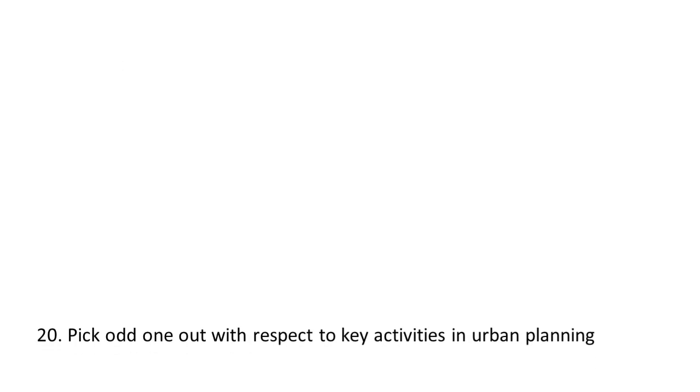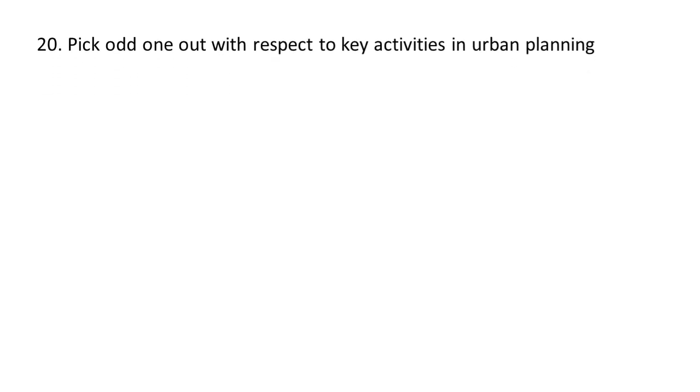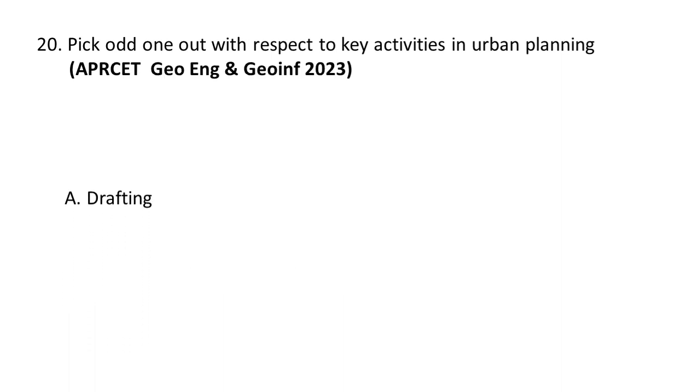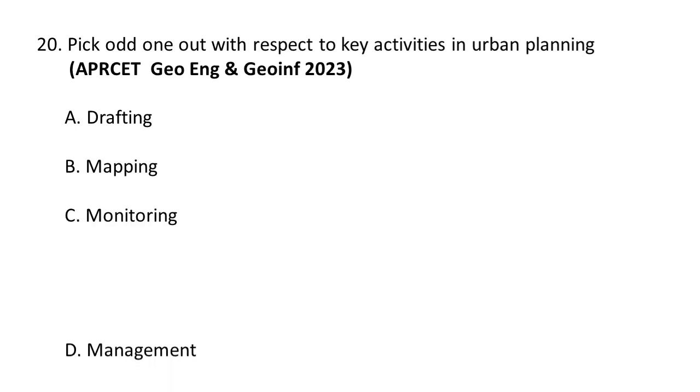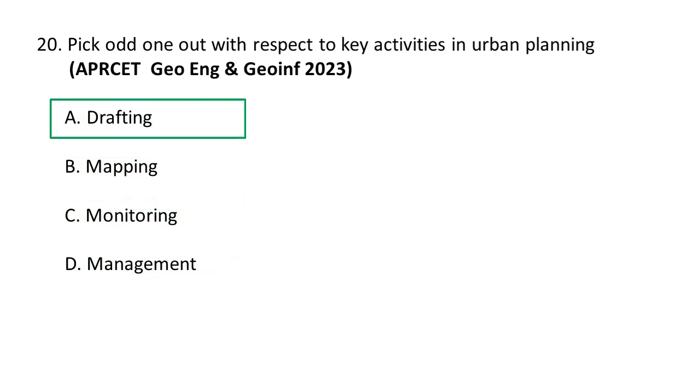Next question. Pick the odd one out with respect to key activities in urban planning. The choices are A. Drafting, B. Mapping, C. Monitoring, and D. Management. So the correct option is A. Drafting, whereas the others, mapping, monitoring and management, are the key activities in urban planning. Drafting is not that much related. So that's why A is the correct option.